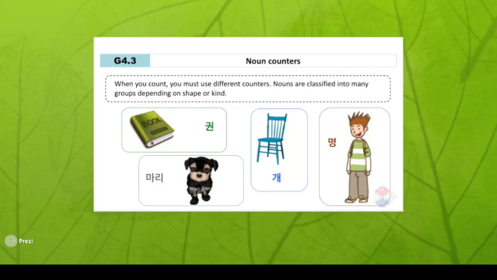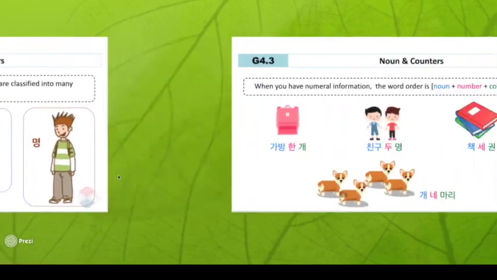As you may know, Korean nouns are counted by a specific classifier or counter. For example, books are counted by 권, animals are 마리, people are 명, and most general items are 개, right? Like 의자, pen, cup, these things. They are just counted by the 개, the piece.